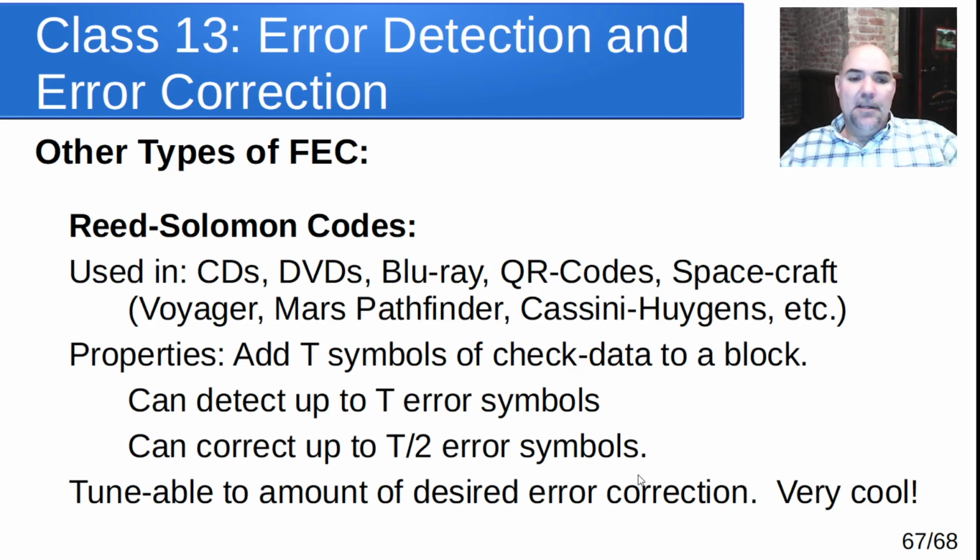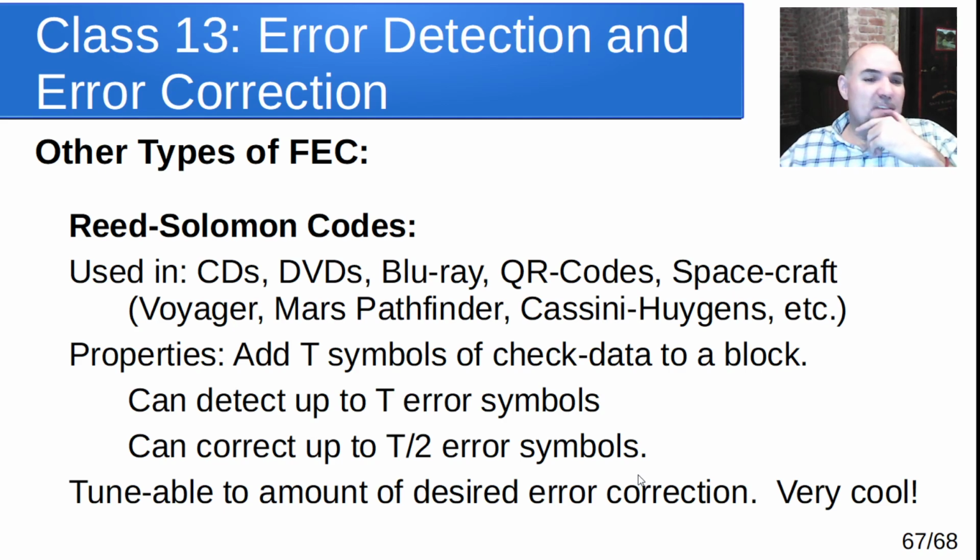And like I said, there are other types of forward error correction. The one I said that you might want to take a look at would be Reed-Solomon codes. Those are used in all kinds of things, from CDs, QR codes, spacecraft. A lot of the spacecraft use those for picture data that they're sending back, or other scientific data they're sending back.